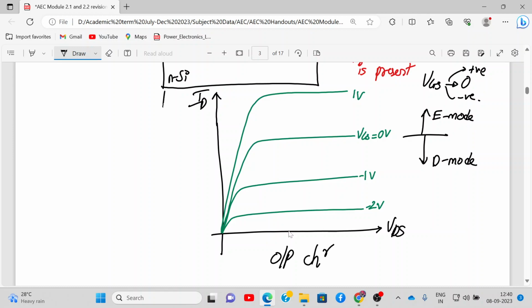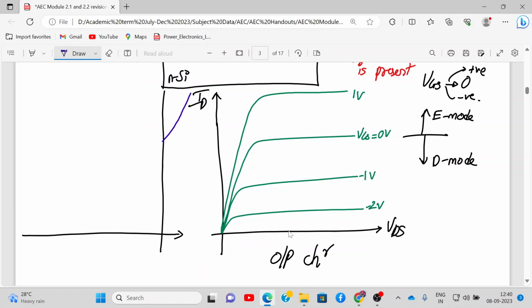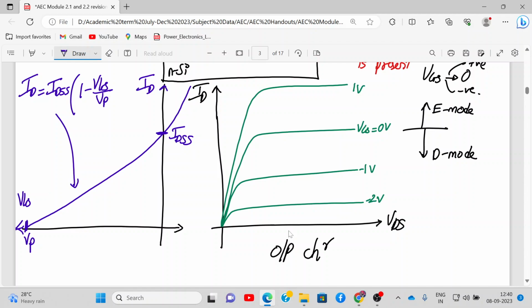And this is my output characteristics. Now I'll draw the transfer characteristics. It's derived from here only. ID versus VGS. The point where the current becomes 0 is called the pinch off point, this is VP. And the point where the current reaches the maximum is called IDSS. This curve is represented by ID equals IDSS times (1 minus VGS upon VP) the whole square.